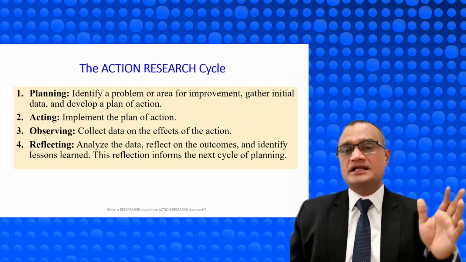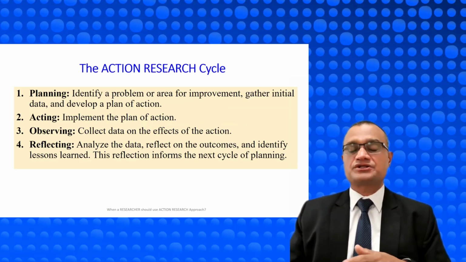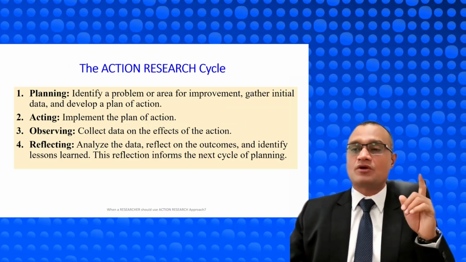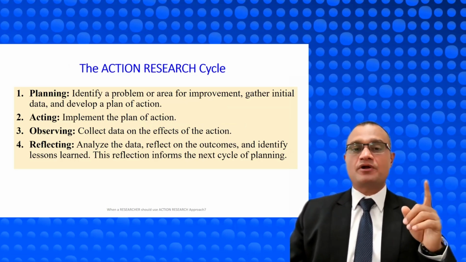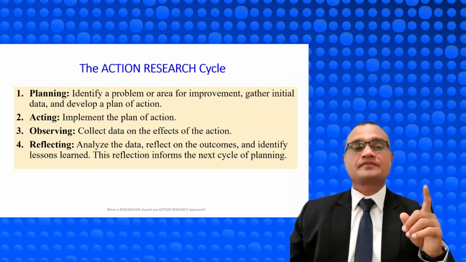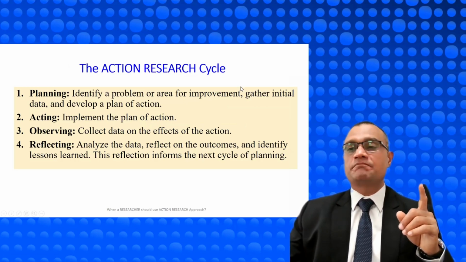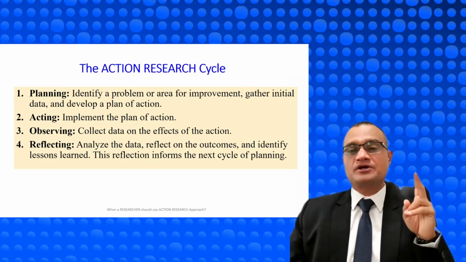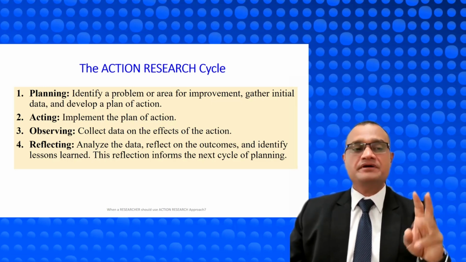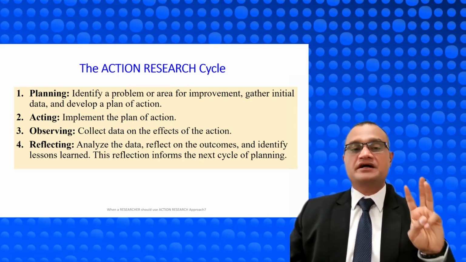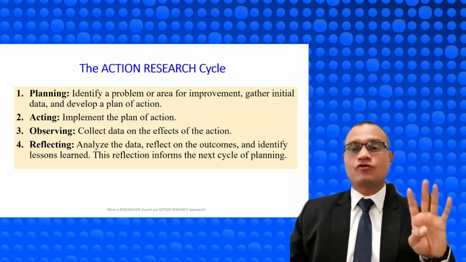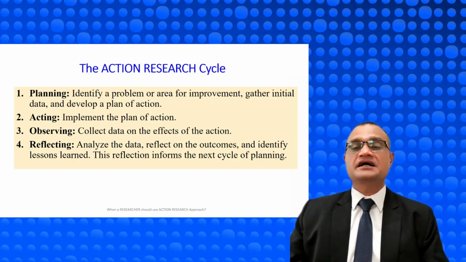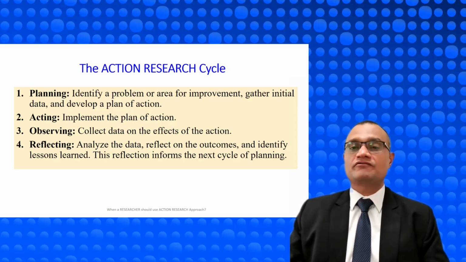So if we broadly see the action research cycle, it includes number one, planning. I will identify the problem or area for improvement, gather the data, and develop a plan of action. Number two, acting: implement the plan of action, because I am part of the action-taking team. Number three, observing: collect data on the effects of the action. And number four, reflecting: analyze the data, reflect on the outcomes and identify lessons learned. This reflection informs the next cycle of planning.